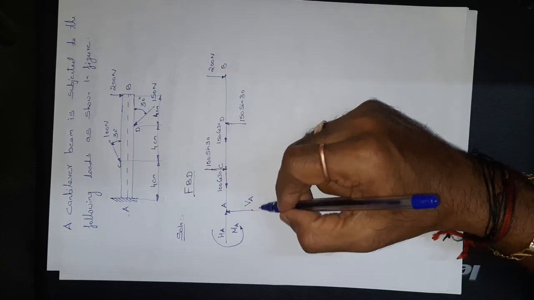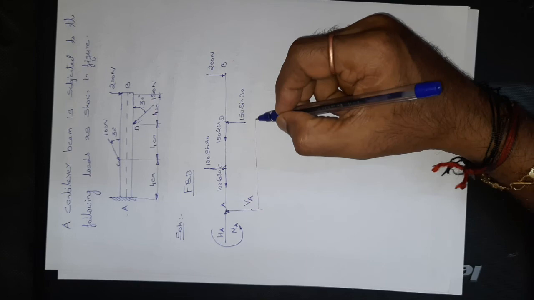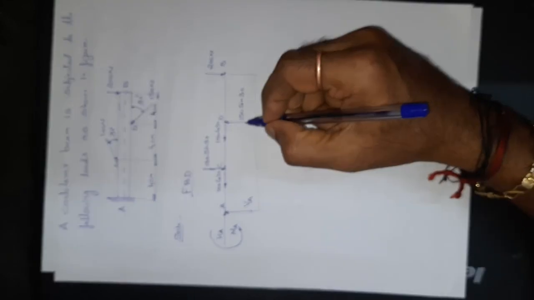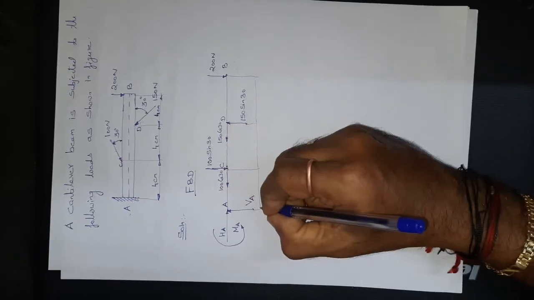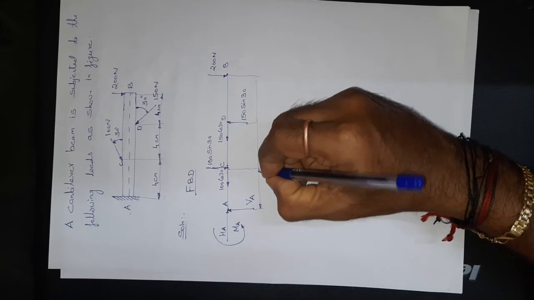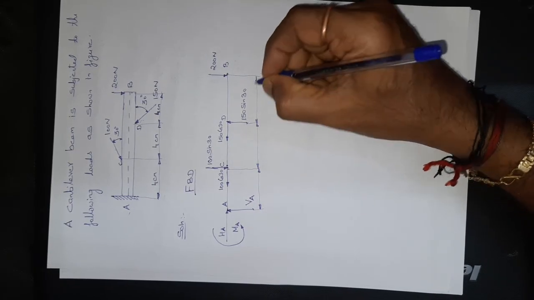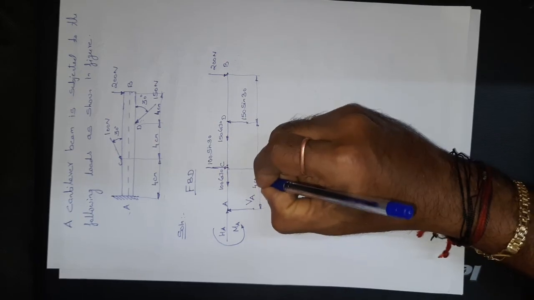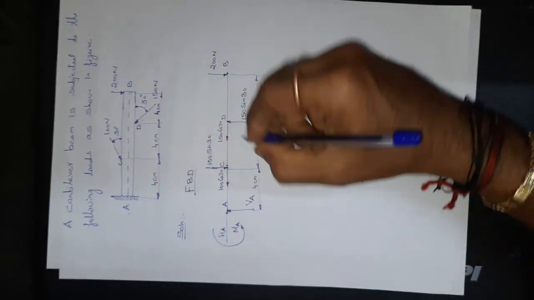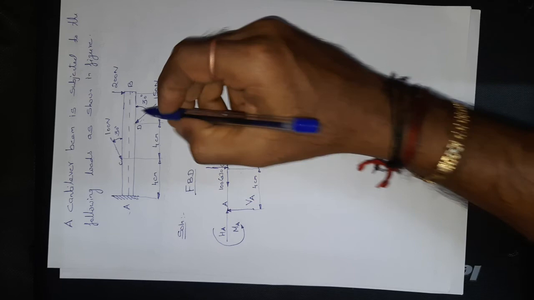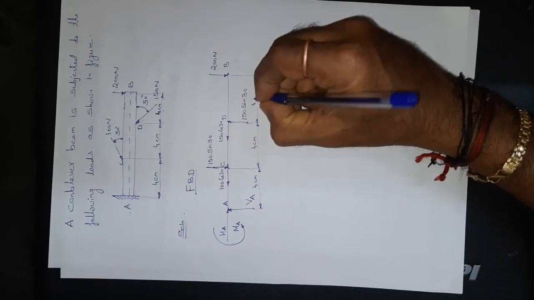And let me mark the distance between each point. So from A to C it is 4 centimeter, C to D is 4 centimeter, and D to B is 4 centimeter.